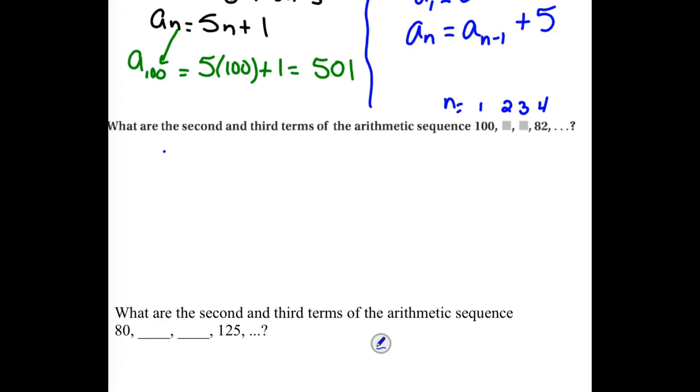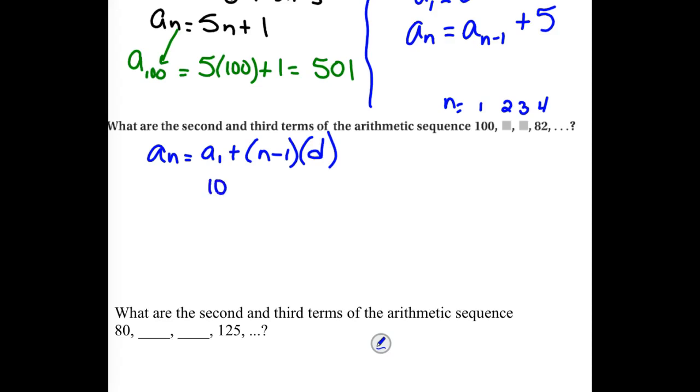We can use our explicit rule to work backwards. I cannot identify d when I'm missing terms in between. d has to be consecutive numbers being subtracted. Okay? I don't have consecutive numbers, but I have enough that I can figure out d.